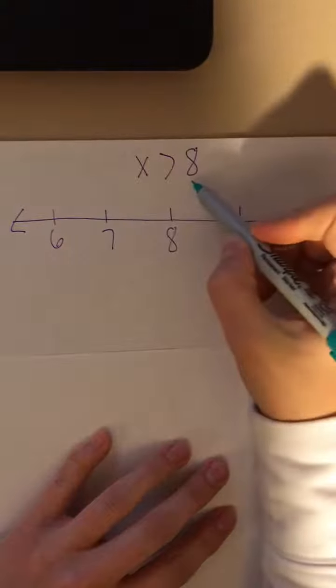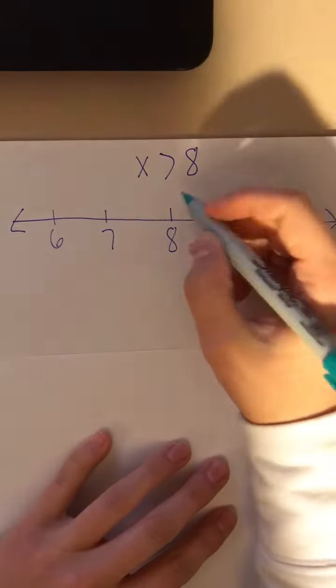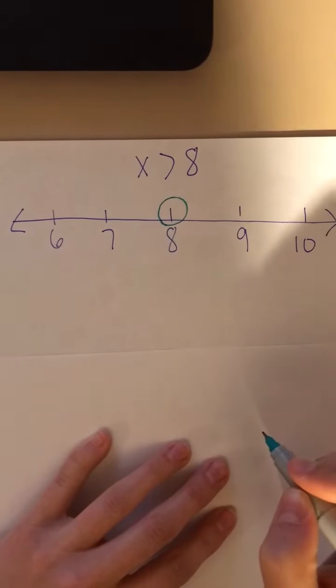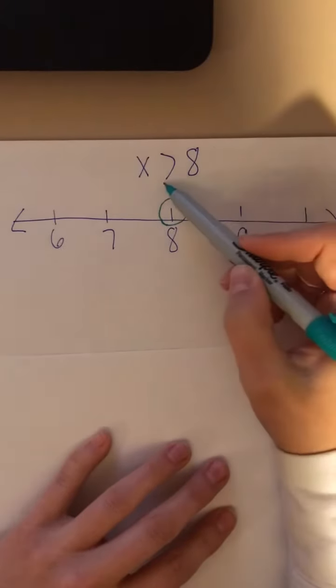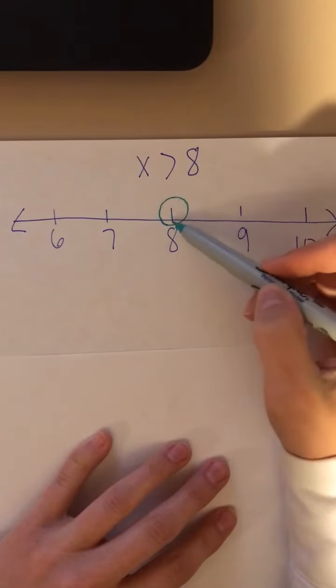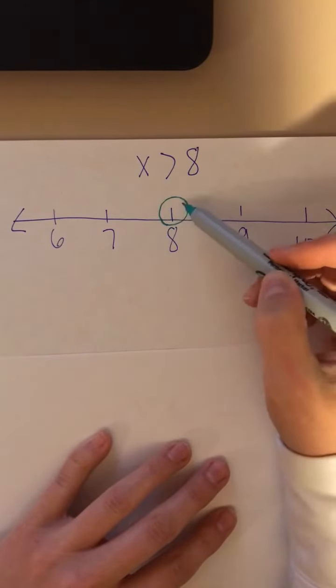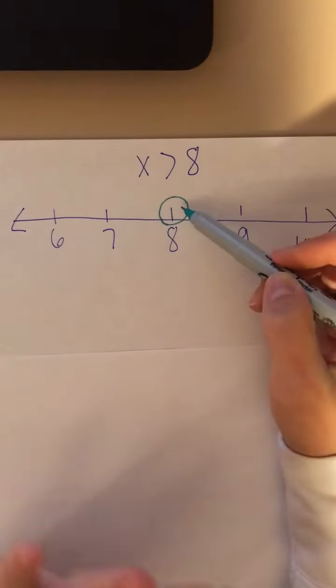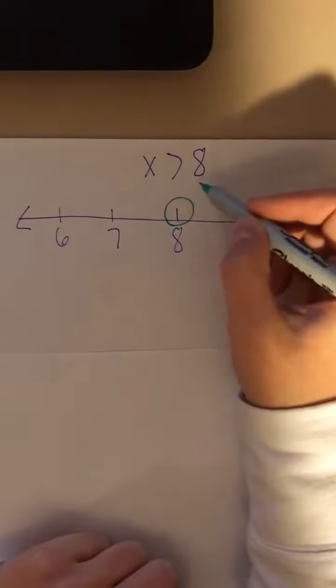So this says x is greater than 8. I see that 8 is my number, so I am going to make sure that I put my circle over the 8. And now there is no line underneath the greater than symbol, which means that I am not going to shade in this circle. I'm going to leave it open, okay? It's not shaded in. You can see the circle inside the circle. We're going to leave it like that because there's no line.